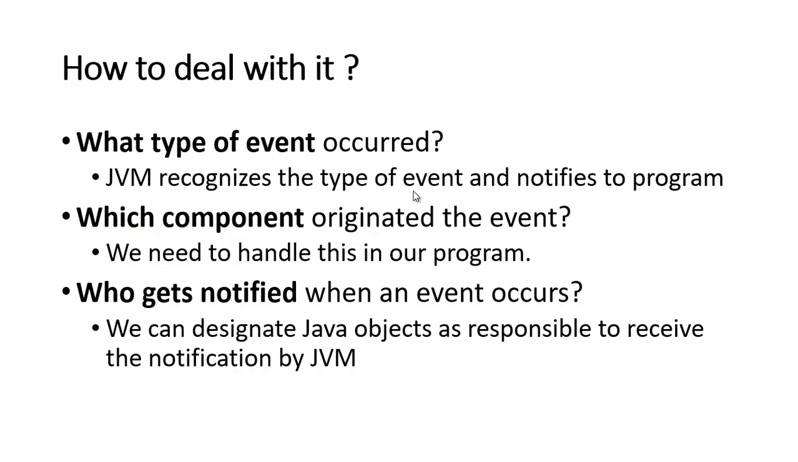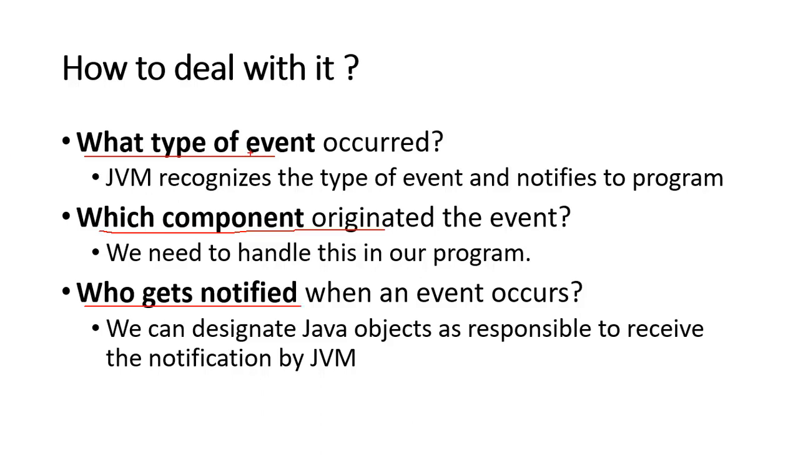Now the question comes, we are using Java. So how can we handle these three particular things? Let's start with the three basic questions that we are supposed to know. First one, what type of event has occurred? Next one, which component originated that event? Next one, who is going to handle or get the notification of that particular event?